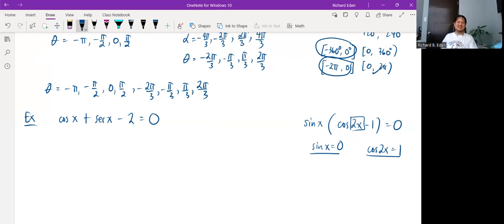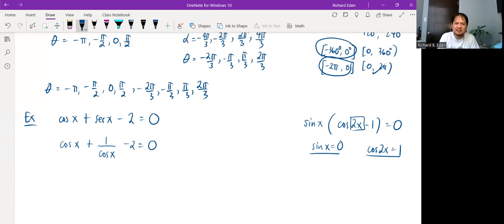So anyway, Joshua, if cosine x plus secant of x minus 2 is equal to 0, the angles are the same. So what do you think? When in doubt, a wise man once said, always convert into sine and cosine. So that means replacing secant, it will become cosine x plus 1 over cosine x, so cosine squared x plus 1 over cosine x, minus 2 equals 0. And then what do you have in mind next?